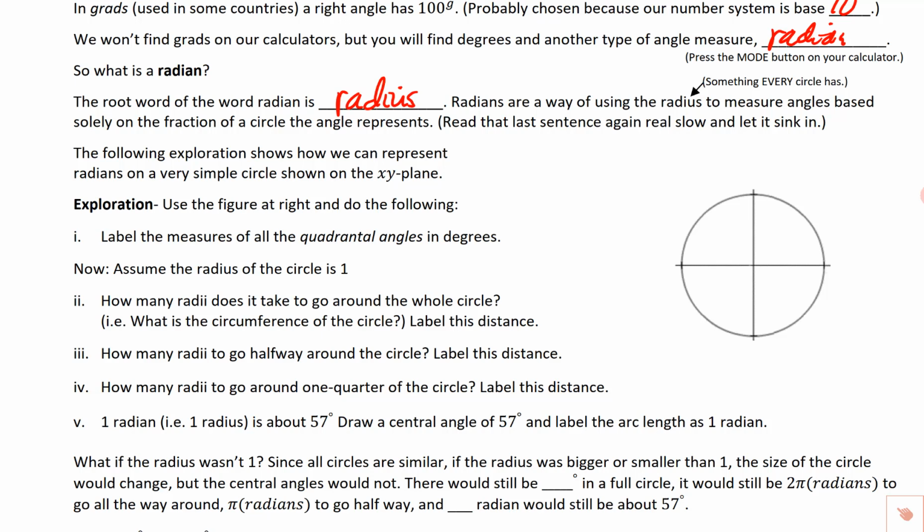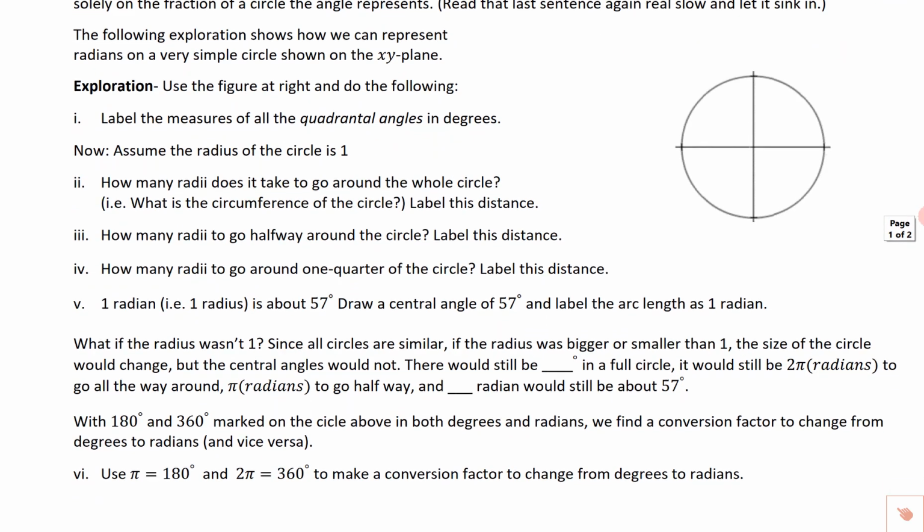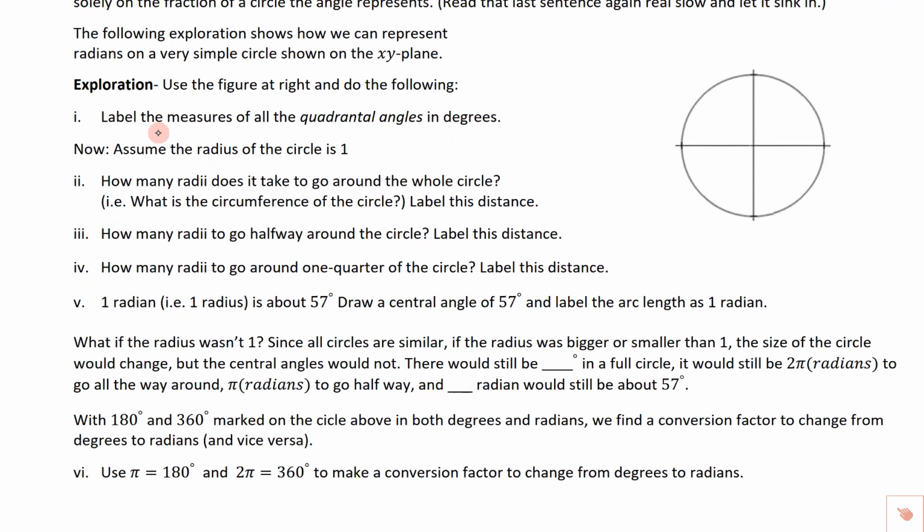Okay. So we're going to go through and figure out what a radian is. So this little exploration, here's the first thing. We're going to label all the quadrantal angles in degrees. Quadrantal is a weird word. So remember, we've got quadrant 1, 2, 3, and 4. We're going to measure all the quadrantal angles.